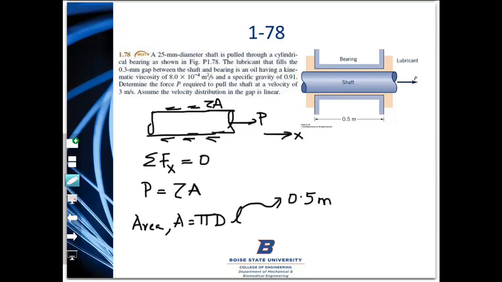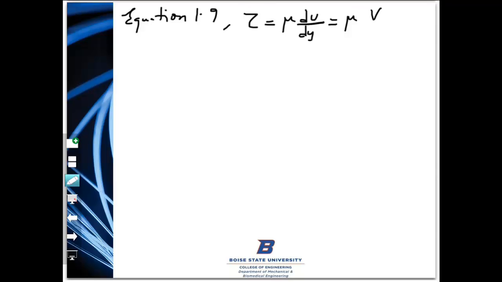Okay, so now we can use the fact that equation 1.9 gives shear stress equal to mu du dy. Since the velocity is linear, it would satisfy the no-slip condition at the wall. So this will be mu times v, the shaft velocity, which we are given, divided by the gap, which is 0.3, and later on we'll convert this to meters.